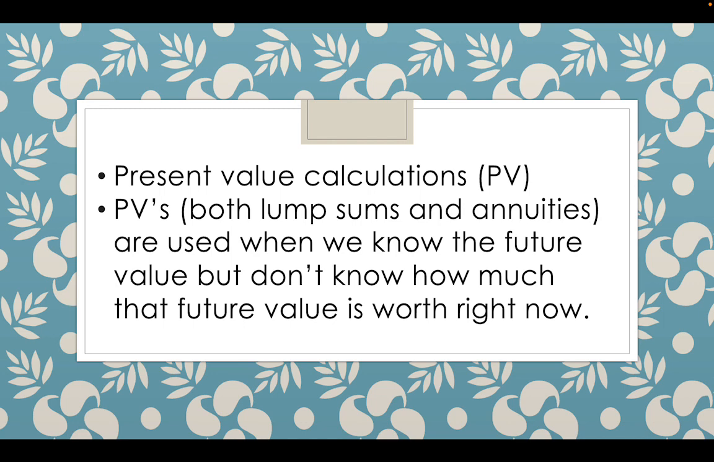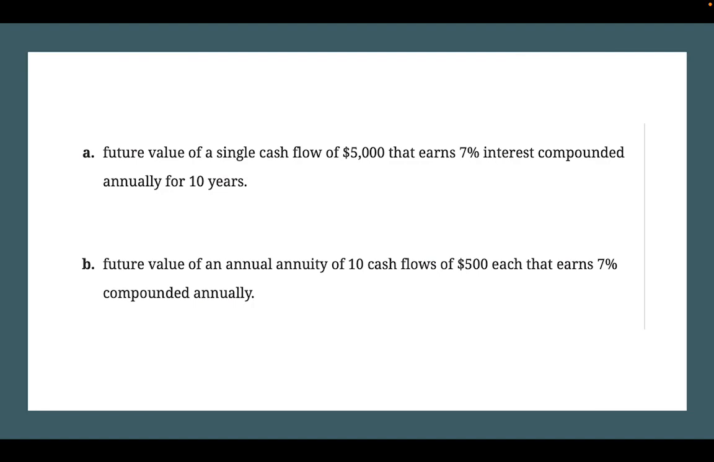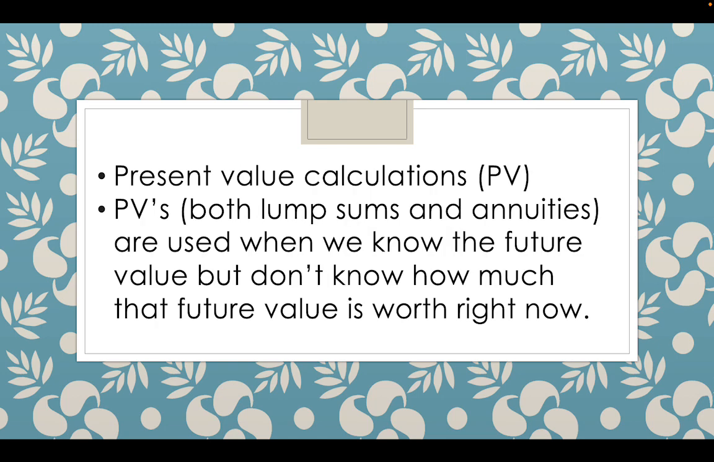So notice how we contrast that with a future value problem. In a future value problem, we know how much we have right now. Like in letter A, we have $5,000 right now. And we want to know how much it's going to grow to in the future. And that's why it's called a future value problem, because you want to know the future value. A present value problem is kind of the opposite of that, if you will, where you know what you want to have in the future, but you don't know how much that's worth right now. So since you want to know what it's worth right now, you want to know the present value, and thus these are present value problems.